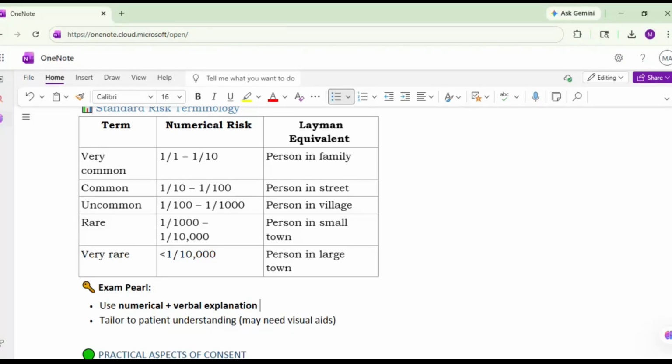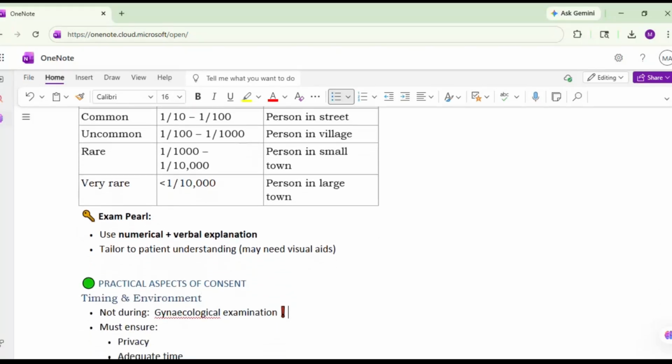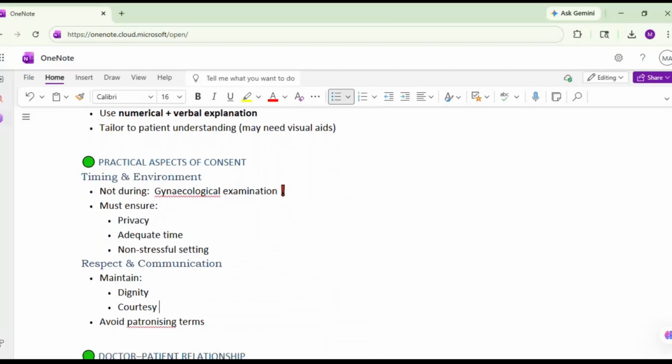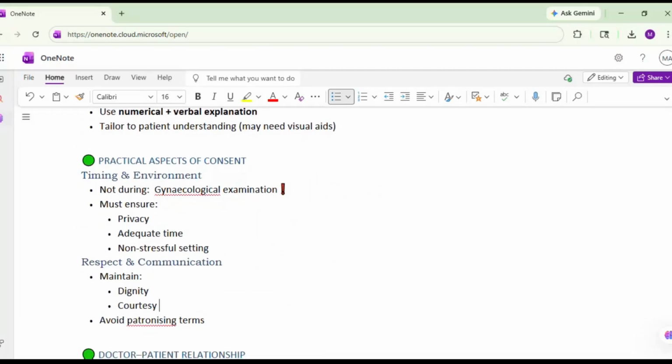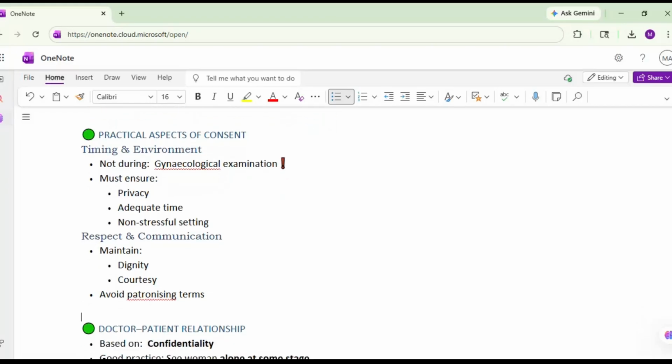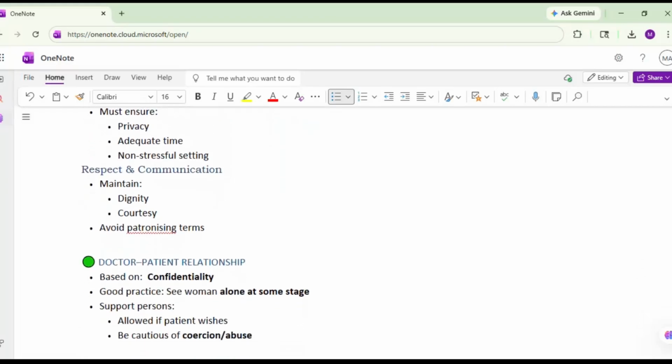Some patients' understanding may be different, so we may have to use visual aids also. There are certain practical aspects: consent should not be taken when we are examining the patient. It should be taken before we start our examination. We should ensure privacy, adequate time, and a non-stressful setting. Respect and communication: maintain dignity and courtesy, and avoid patronizing terms.